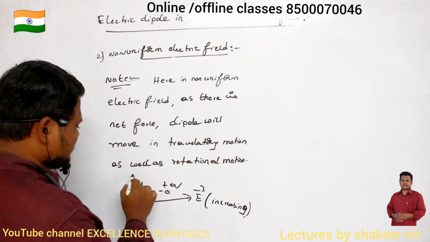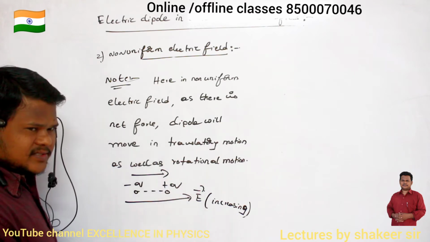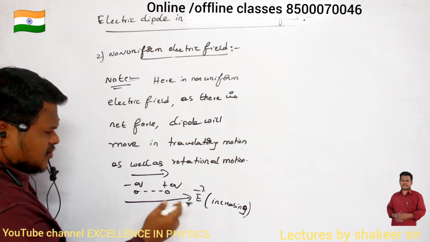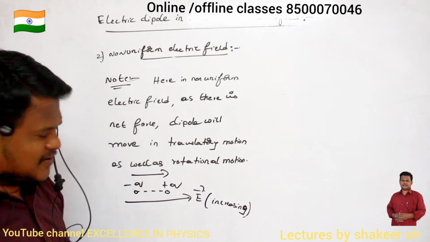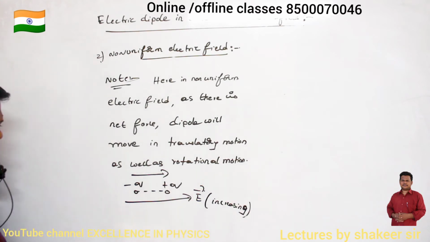Okay, the dipole moment is definitely in this direction. So electric field strength is increasing. This is the negative charge, this is the positive charge. So you are saying this dipole will accelerate. Very good. It will accelerate in which direction? Opposite to the direction of electric field.